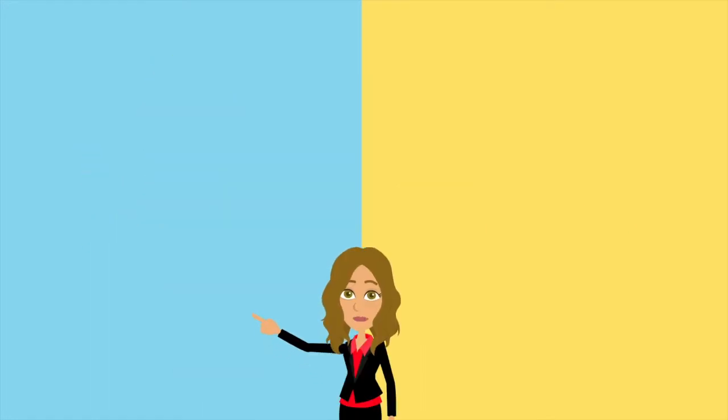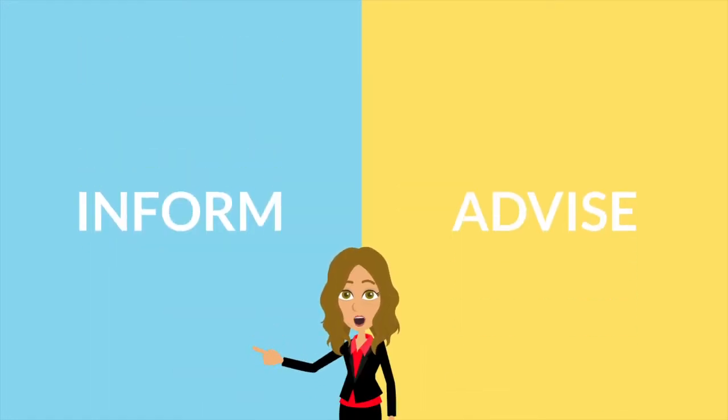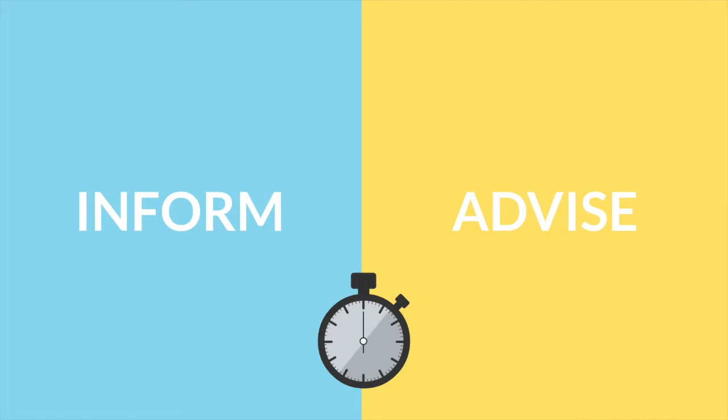The next pair features inform and advise. If you are writing an email to tell someone about an upcoming deadline, would you say, "This mail is to inform you of this week's meeting," or "This mail is to advise you of this week's meeting"?